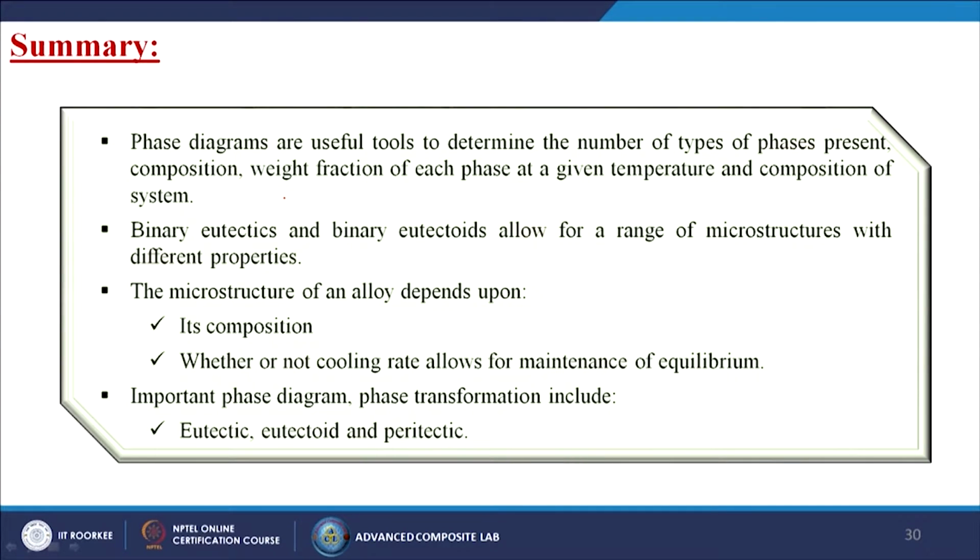The microstructure of an alloy depends upon its composition, and whether or not the cooling rate allows for maintenance of equilibrium. Important phase diagrams and phase transformations include eutectic, eutectoid and peritectic, which we have discussed in this particular lecture.